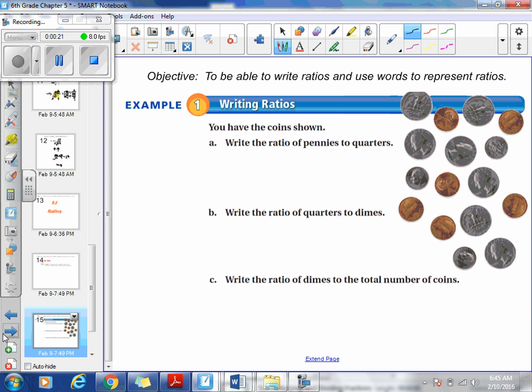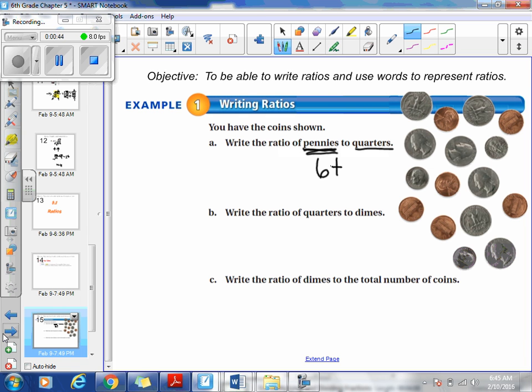So let's just dive right into creating a few ratios mathematically, and then we'll explain them in words. Write the ratio of pennies to quarters. They want us to compare the number of pennies to the number of quarters in this picture. Pennies comes first, so it is very important that we write the number of pennies first. As I count, I see 1, 2, 3, 4, 5, 6 pennies.